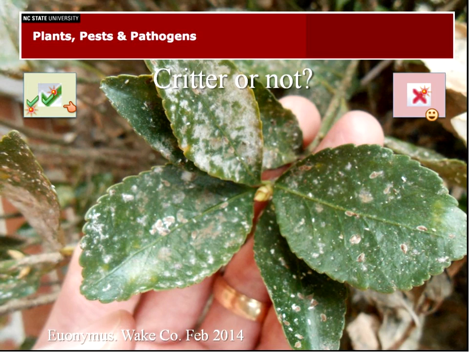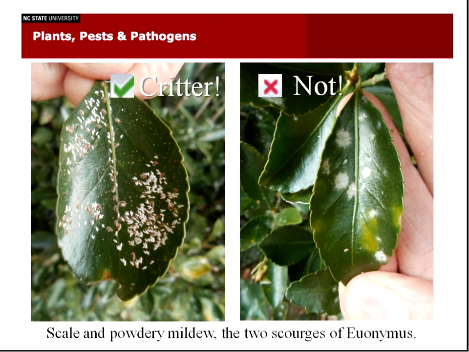Okay, maybe 10 seconds. People switching, maybe? All right. 5, 4, 3, 2, 1. Okay, we've got a lot of response for critter. Some response for not. Well, of course, this is a trick one, kind of. There was both a critter and a not critter on there. So there were the scourges of Euonymus, the Euonymus scale, and powdery mildew.